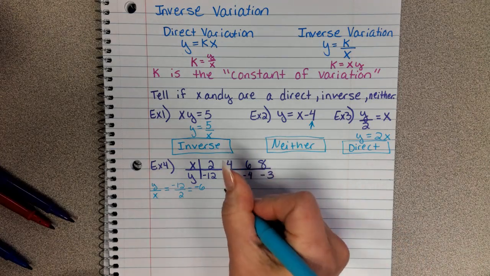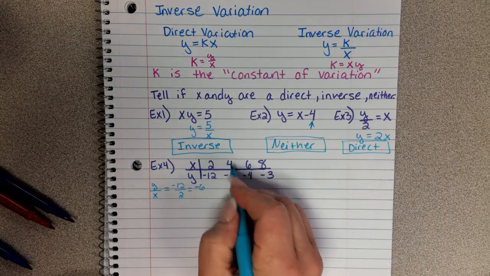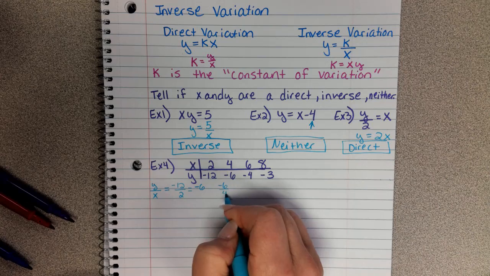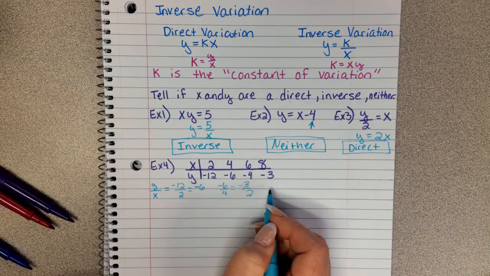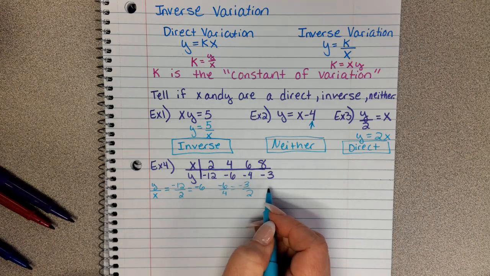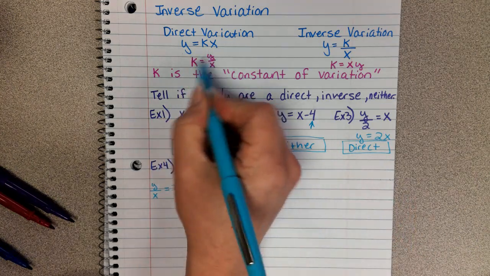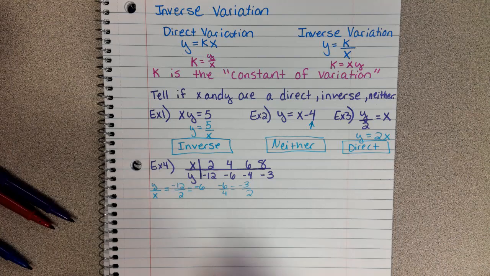I would have y divided by x, negative 6 over 4, which is negative 3 over 2. These are not the same, so that's not going to work. Let's see, we did this one. Let's try this one, x times y.